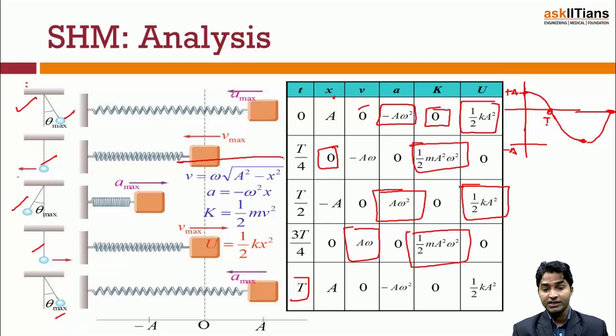We know that velocity v is equal to omega times the square root of a square minus x square. Also we know that acceleration a is equal to minus omega square x.